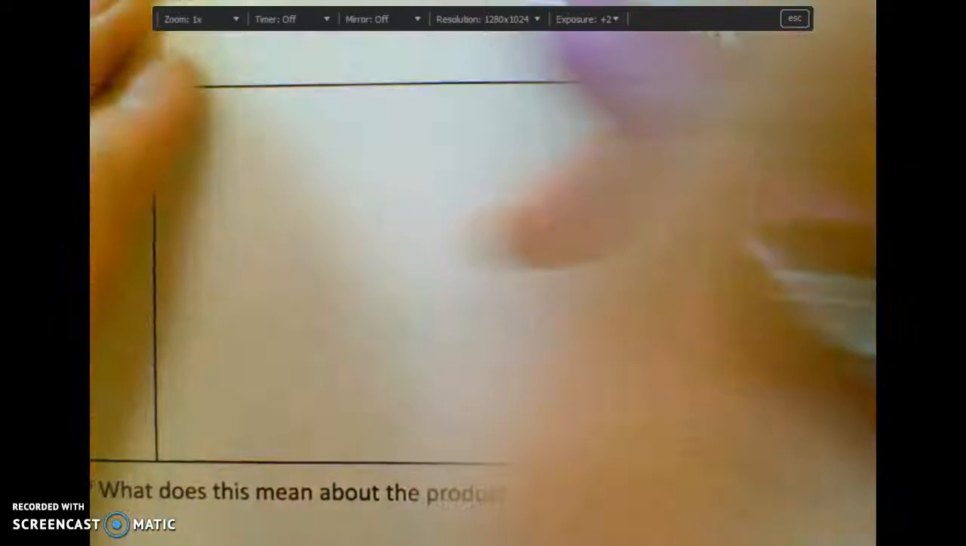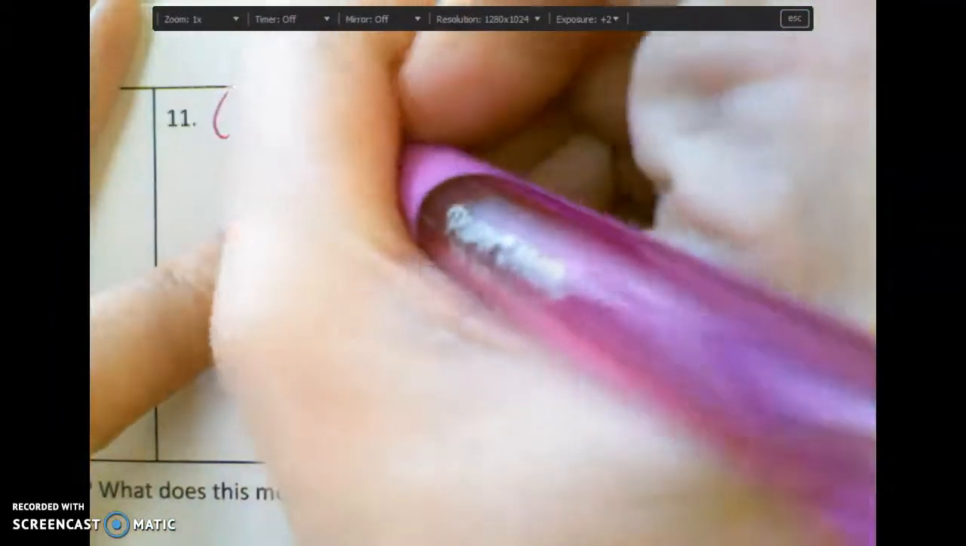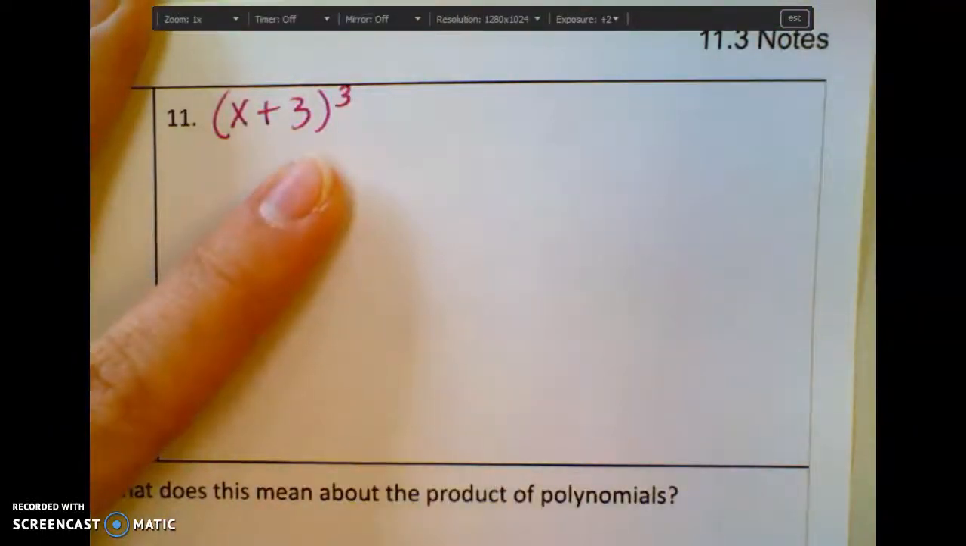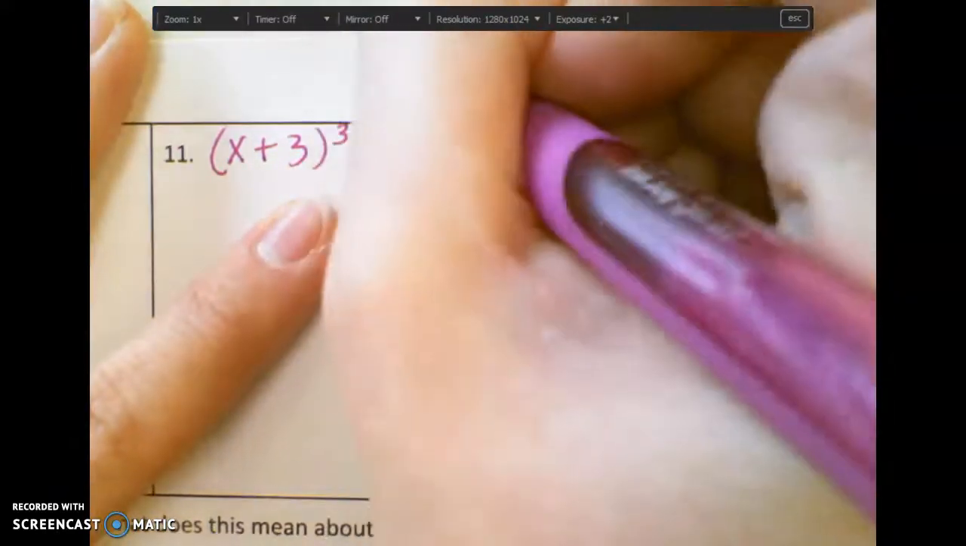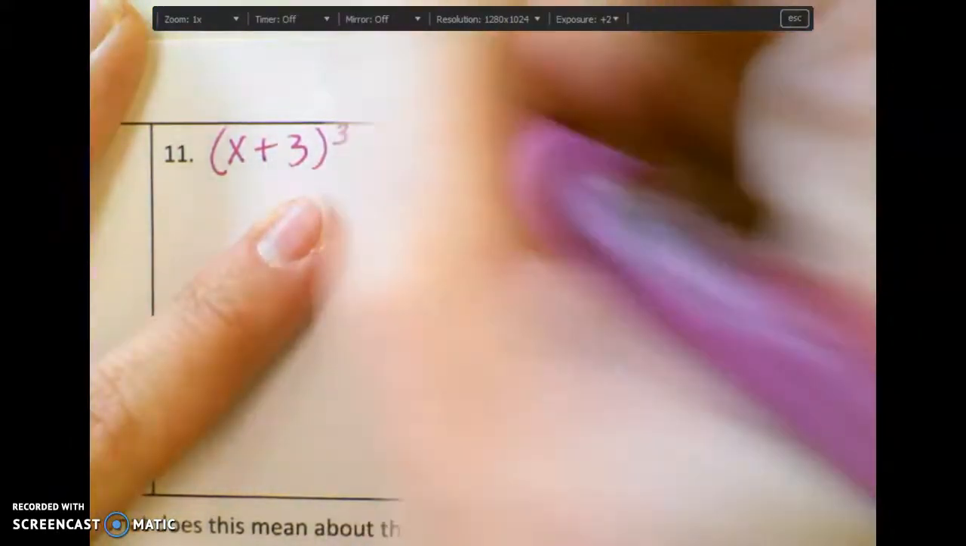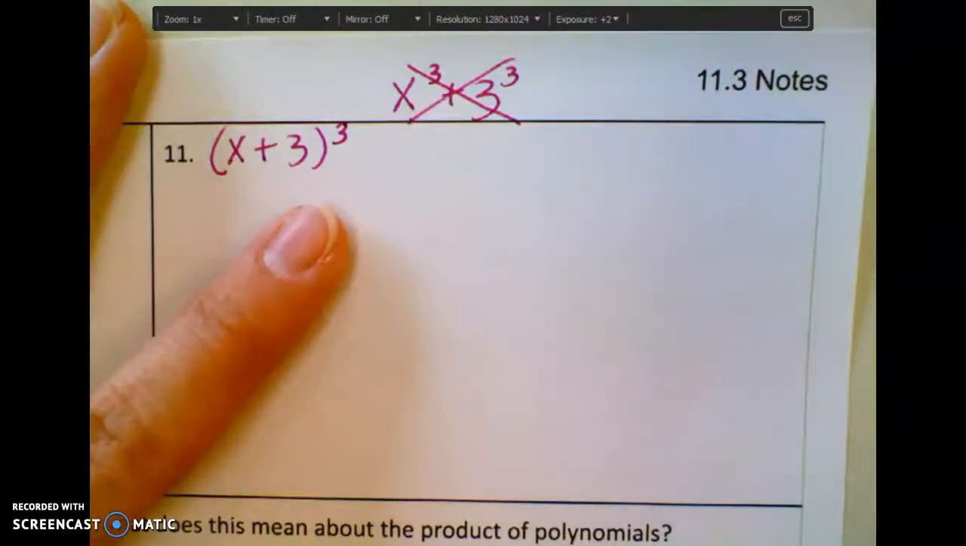Number 11 is (x + 3)^3. Be so careful of this. Remember, this does not mean x cubed plus 3 cubed. No. So I want you to pause the video, try it, and then check your work once you finish.